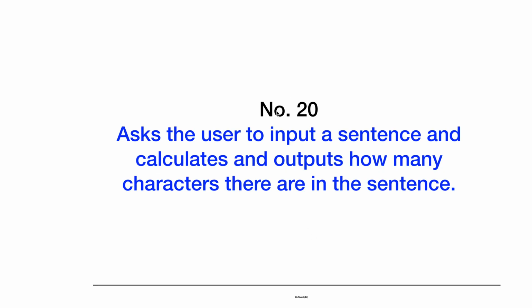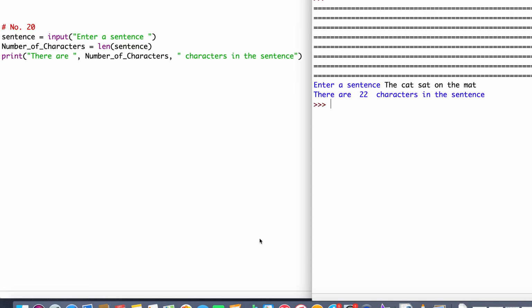Write a program for number 20 which asks the user to input a sentence and calculates and outputs how many characters there are in the sentence. Okay, here is the code for number 20. Now if we just look at the output, it says enter a sentence, and we've written the cat sat on the mat, and it outputs, there are 22 characters in the sentence.